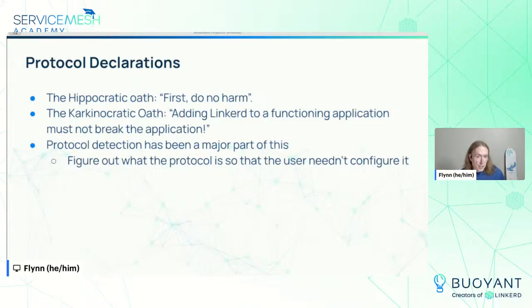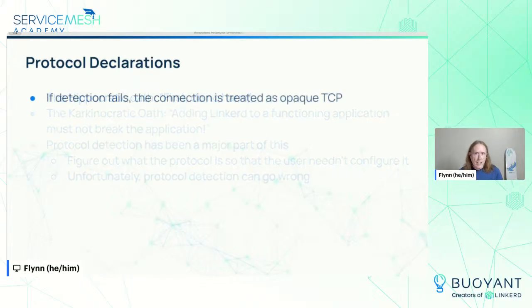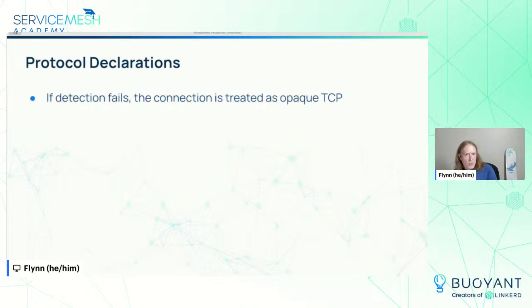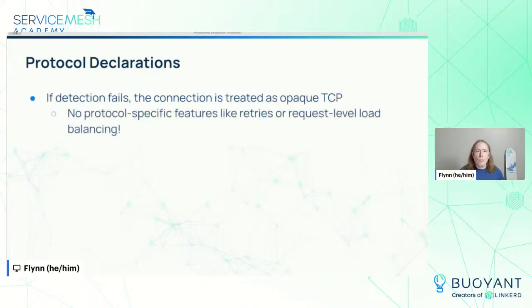The reason you care about this is that if you're doing HTTP or gRPC, you want to do request level load balancing. So it's important to know that those protocols are in use. You can't just say, oh, it's TCP and carry on. Unfortunately, protocol detection does not always work. When it doesn't work, the connection gets treated as just opaque TCP, which is exactly what we don't want, because you don't get protocol-specific features like request level load balancing or retries or any of this nice stuff that we rely on.